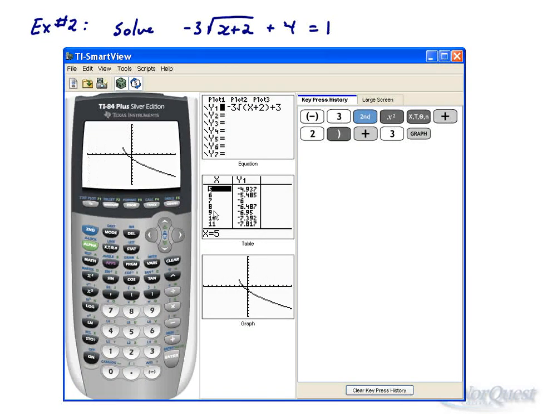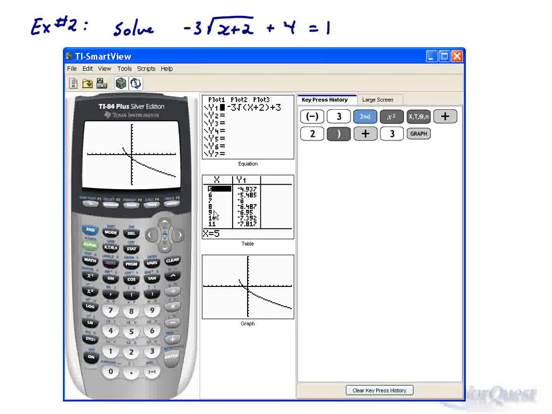Press your graph key, and notice the graph now opens down. Notice it's got more of a stretch to it because of that coefficient out front. It looks like it starts 3 units up, and it's been shifted 2 units to the left. Just like our P and Q with quadratics, we still have those same variables with radicals. In fact, you'll find that when you go to Pure 30, you'll have this type of transformation, as they call it, with all types of functions.